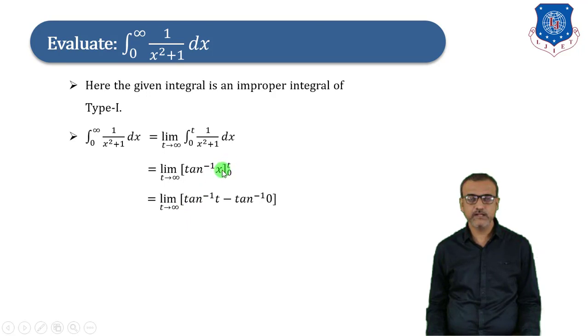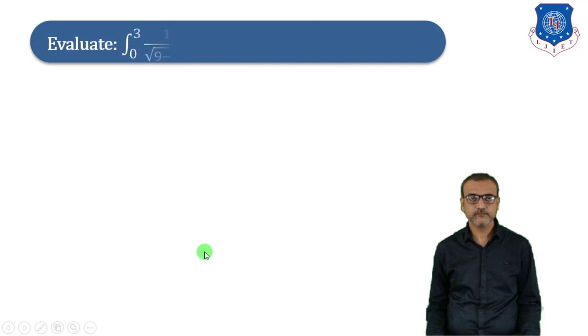Now for the upper limit t, tan inverse x will become tan inverse t. Then, minus sign, for the lower limit 0, tan inverse x will become tan inverse 0. Now we will replace t by infinity. So tan inverse infinity is nothing but pi by 2 and tan inverse 0 is 0. So we have pi by 2 minus 0, that is pi by 2. So this is the answer of this integration.